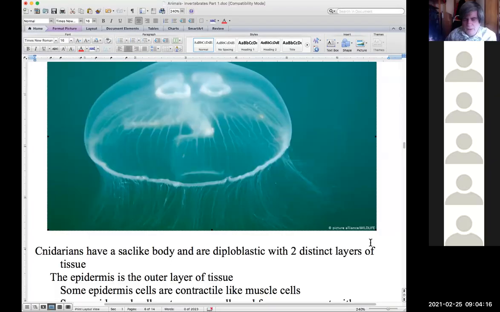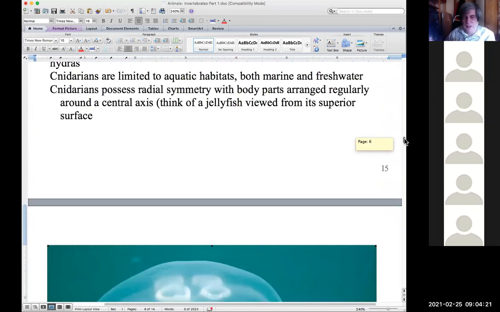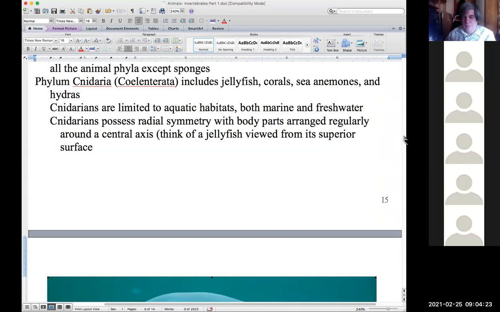And we were just starting a new group of invertebrates, the Cnidaria. And Cnidaria used to be called Selenorata. Selenorata means hollow gut. Cnidaria refers to a type of cell that they have. But these are basically things like jellyfish and corals and sea anemones and some organisms you can just barely see with your naked eye called hydras.